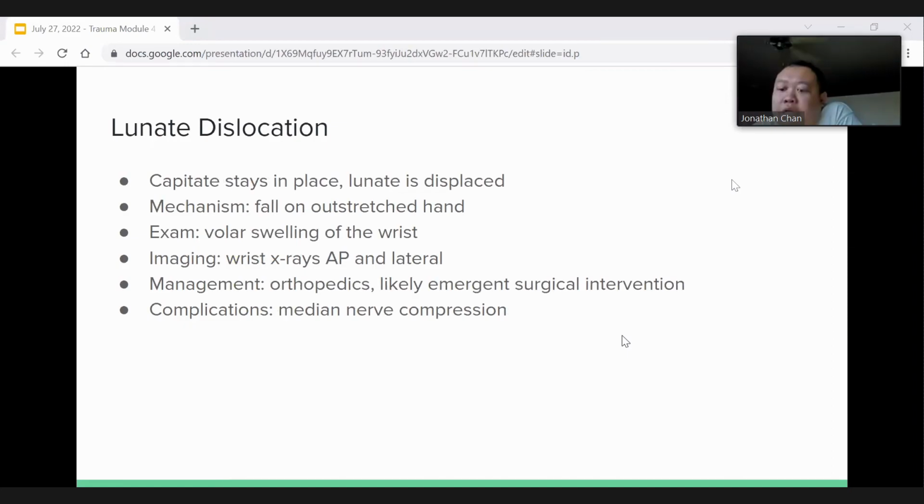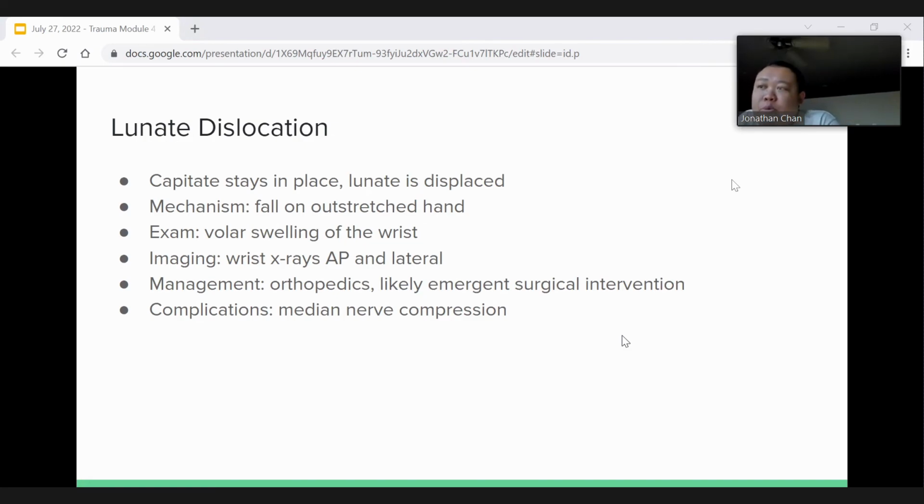And for the lunate dislocations, this is kind of the opposite. This is when the capitate stays in place, but the lunate is displaced. And what happens, the same mechanism, fall on outstretched hand. Again, this is opposite to the perilunate dislocation. So in a lunate dislocation, you will see volar swelling of the wrist. So it's on the opposite side of the wrist.